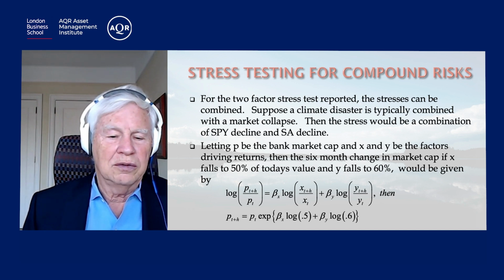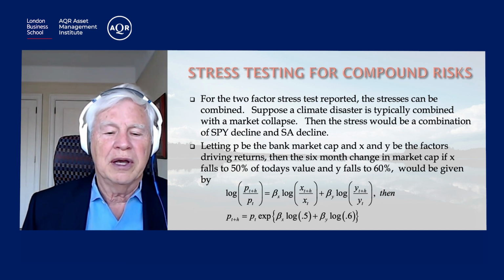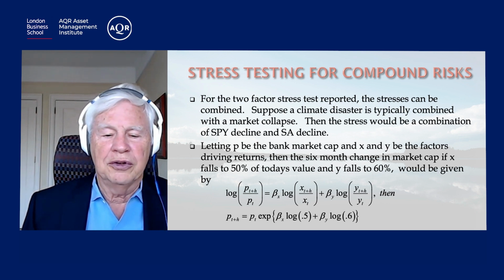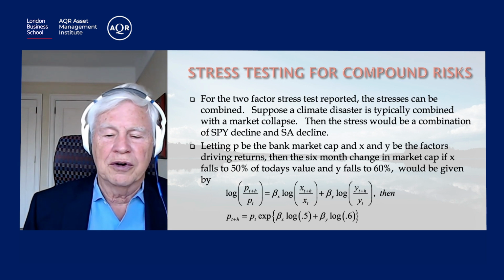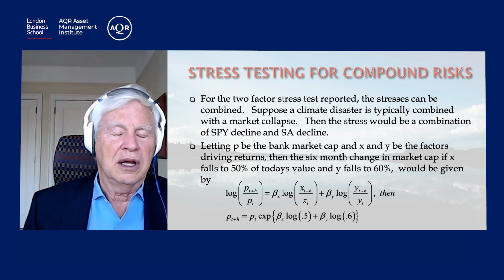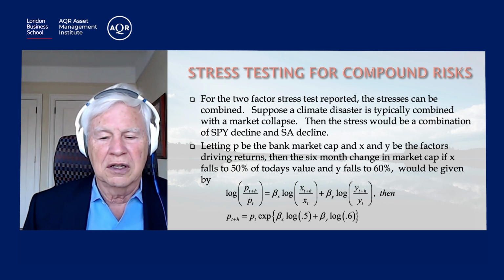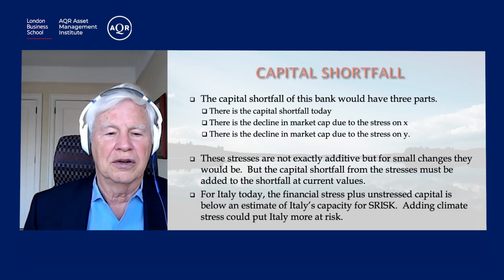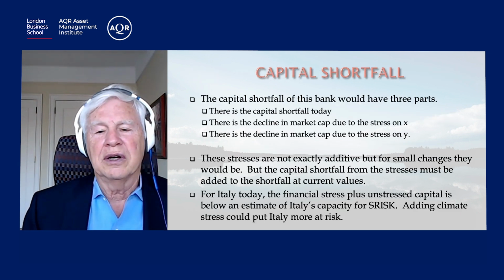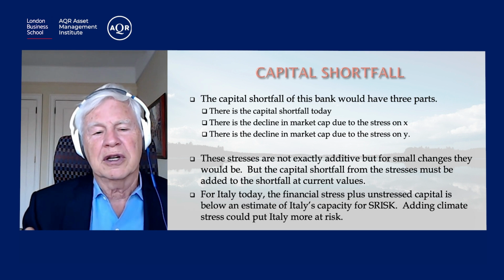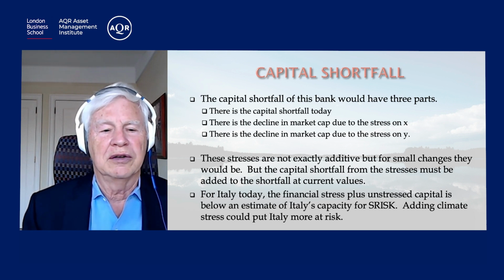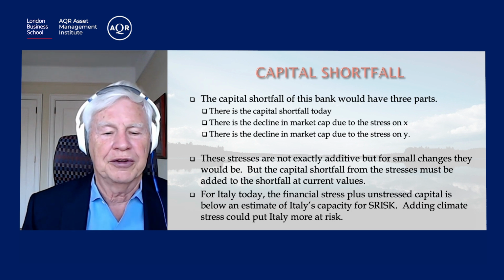And how do we do that? Well, with a stress scenario, we've got a beta on the market, we've got a beta on climate. We can impose whatever stress we think happens for each of them, and we get an estimate of what's going to happen to bank stocks. It's not exactly the sum of the two, but you can calculate it. And you can calculate how much the market cap of the bank would go down, which would tell you something about the capital shortfall that the bank would feel if these two events were to happen at the same time.